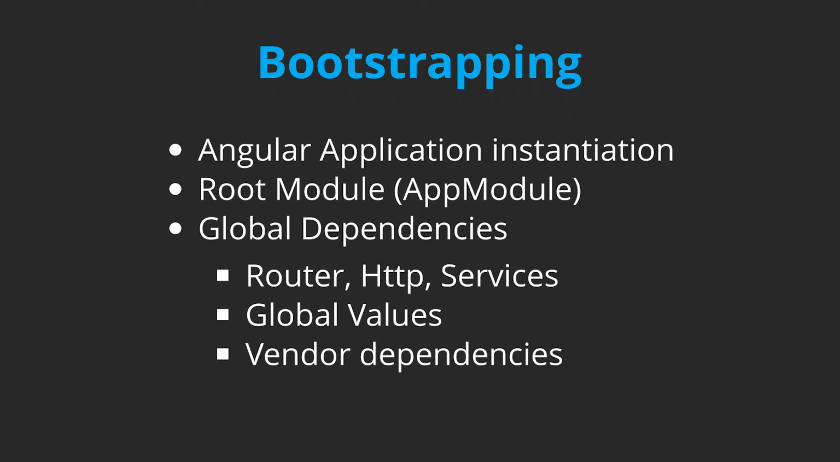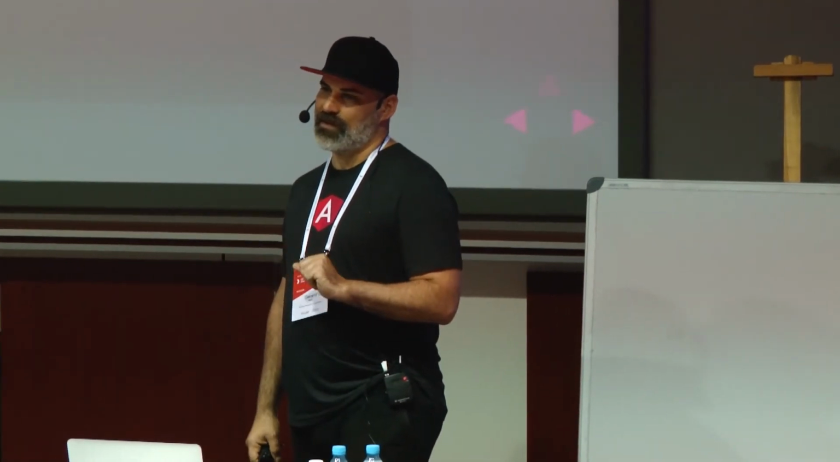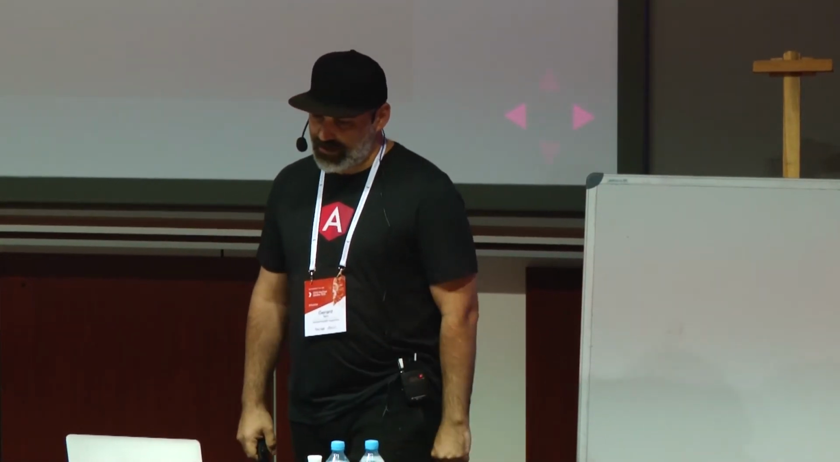So let me show you how an index HTML page will look with Angular 2. First, we have some polyfills just to make it work with all browsers. And then at the end, we have System.js. This is a setup for online development. So probably when you want to use this in production, you will change it slightly.